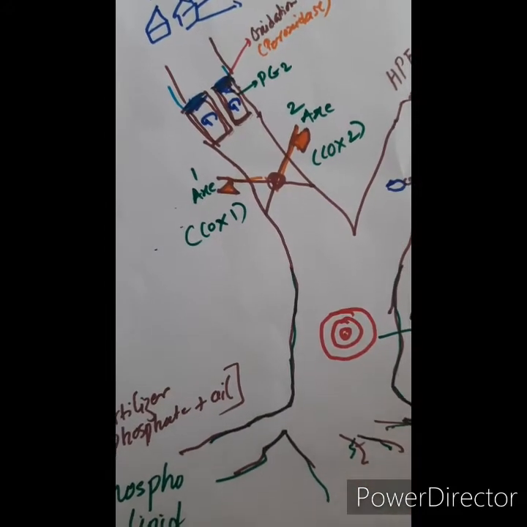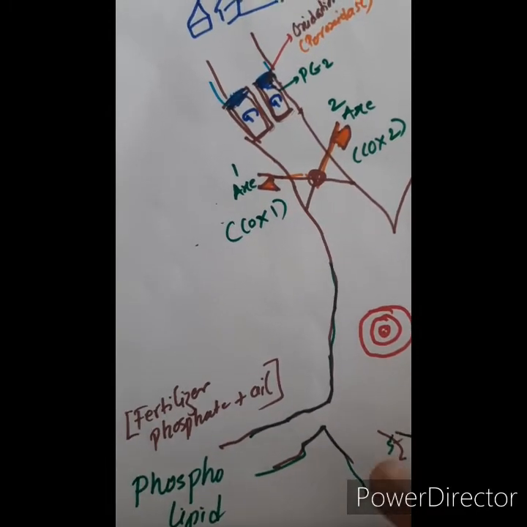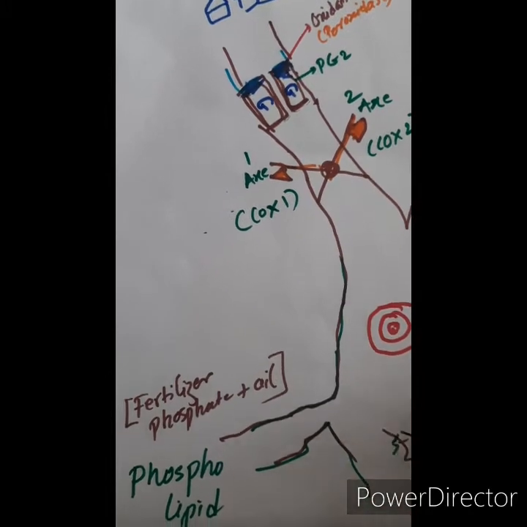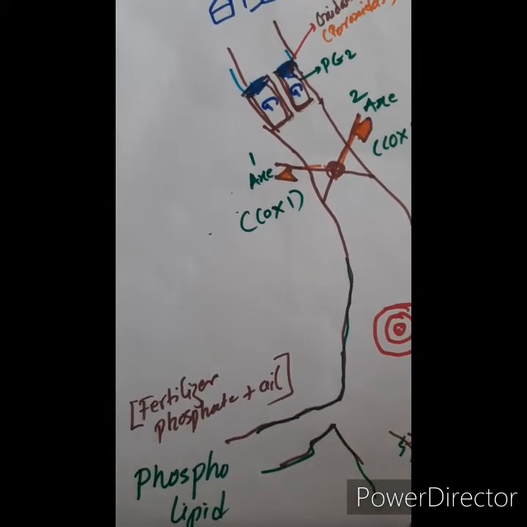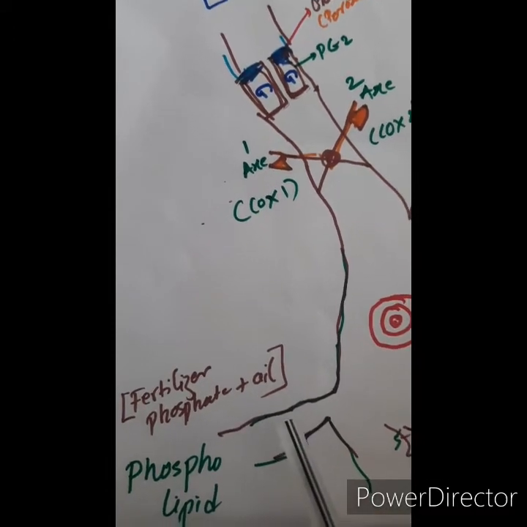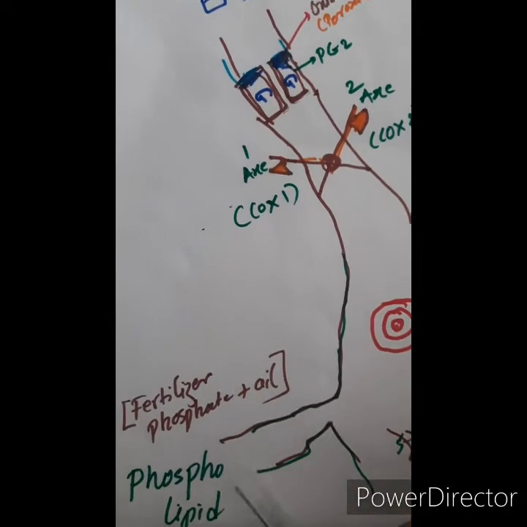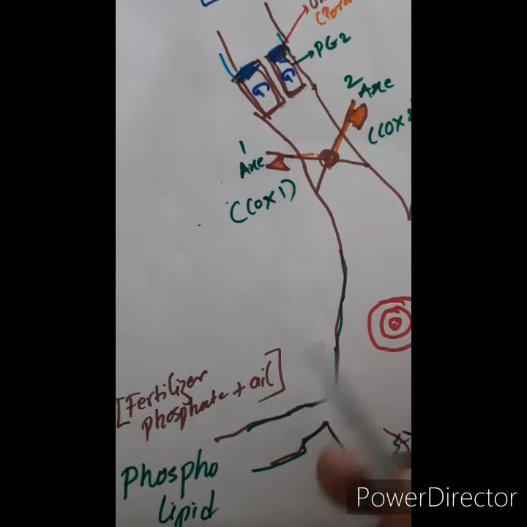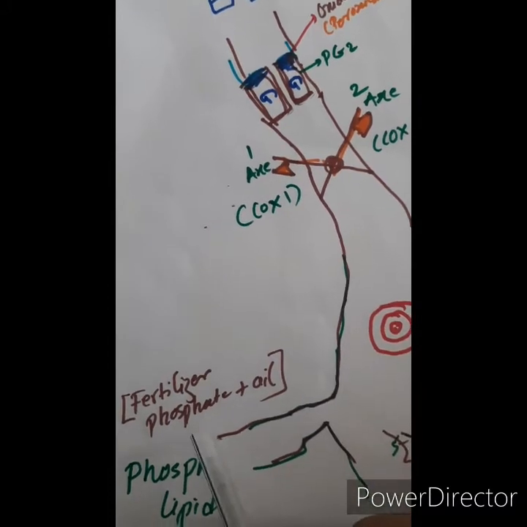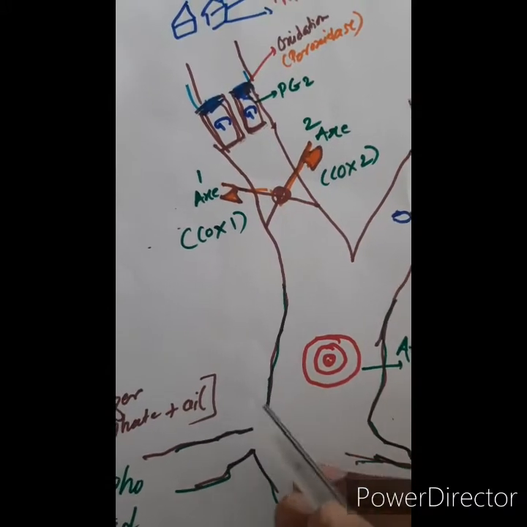Obviously the plant is rooted in the soil, in the land, and for nourishment of the plant we have to use fertilizer. So we will start from there. So fertilizers, say phosphate and lipid, are used. Phosphate and lipid is the code word for phospholipid, which is present in the cell wall. So phospholipid first, and then the enzyme acting on it.